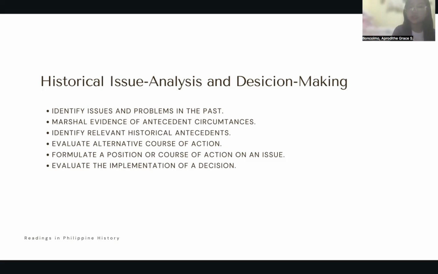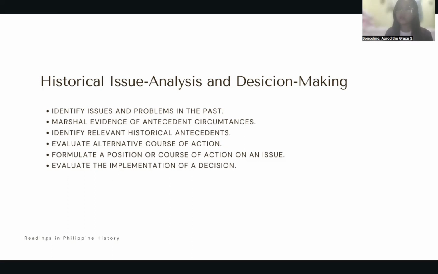And we're now gonna discuss evaluate alternative courses of action, assessing different potential actions or decisions that could have been taken in response to a historical issue. An example is evaluating alternative courses of action during the Philippine-American War, such as diplomatic negotiations, to understand the potential impact on the trajectory of Philippine history.